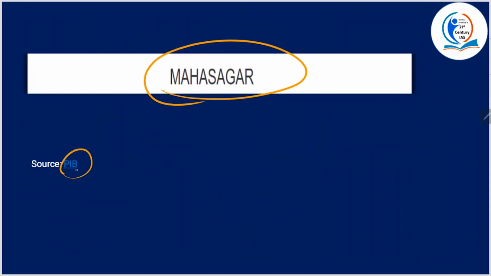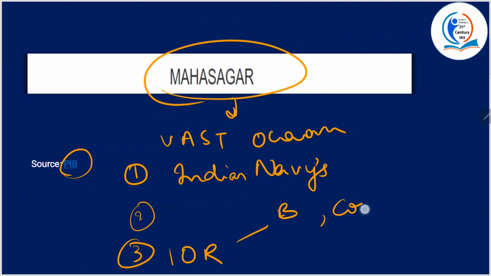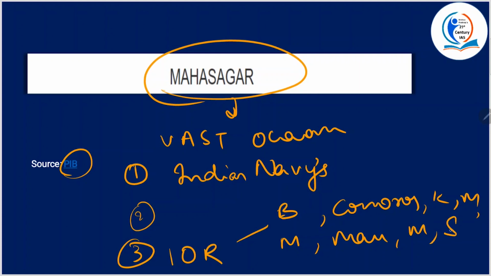Now, Mahasagar. It was given in PIB. And what is the context? Mahasagar was held in a virtual meeting. Now, what is Mahasagar? It is another word for a vast ocean. We should know some basics about this one. It is the Indian Navy's outreach initiative for a high-level virtual interaction between maritime heads. Why? For active security and growth for all in the region. And who are the participating countries? They are all Indian Ocean region littoral states, which means Bangladesh, Comoros, Kenya, Madagascar, Maldives, Mauritius, Mozambique, Seychelles, Sri Lanka and Tanzania.